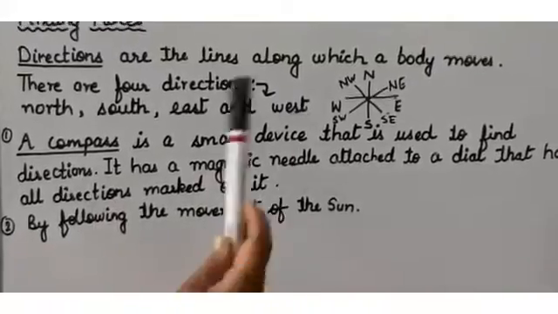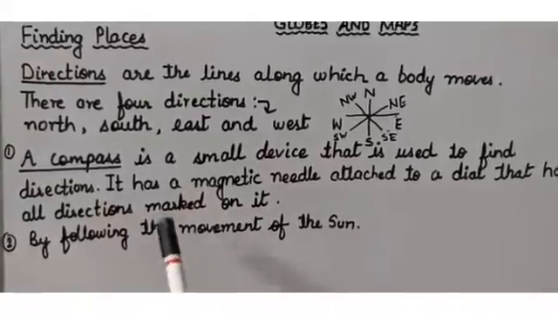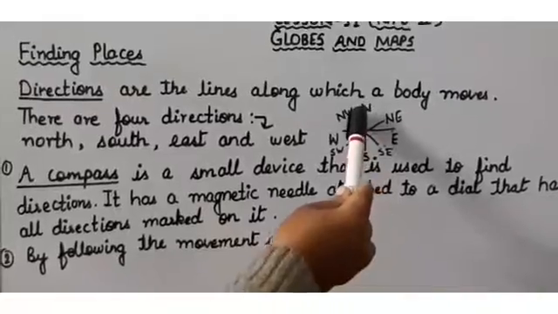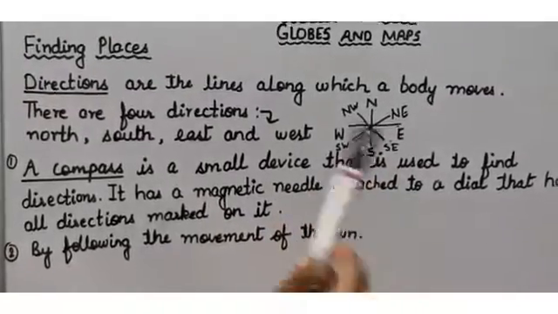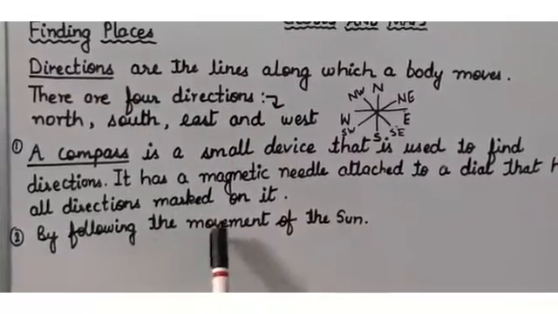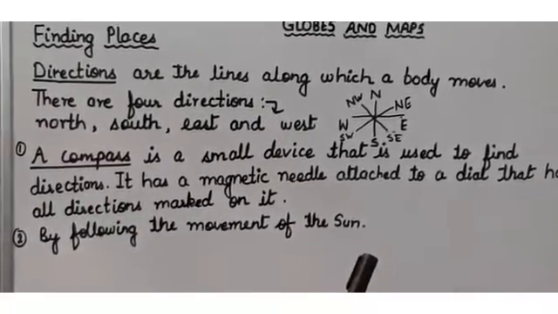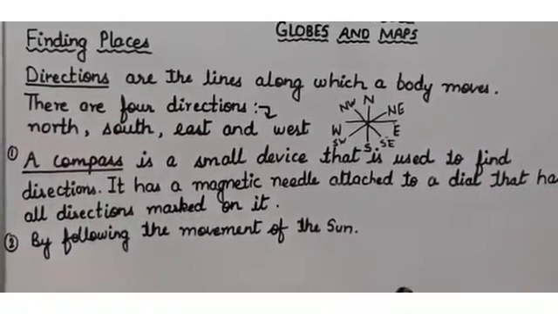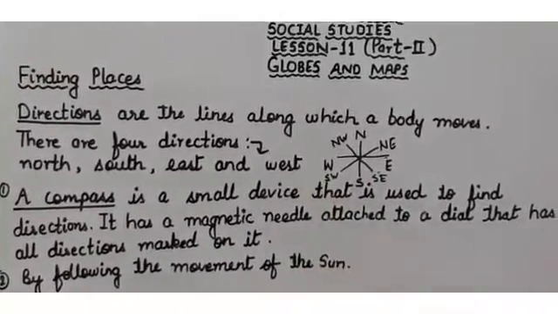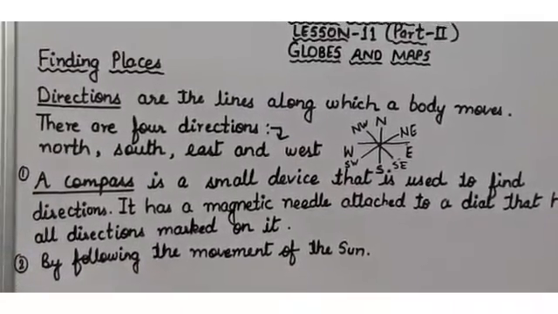Now when the compass is in rest position, its needle always points to the north direction. Now the other way to find direction is by following the movement of the sun. We all know that the sun always rises in the east and sets in the west direction. So by following this movement of the sun, we can find the direction.